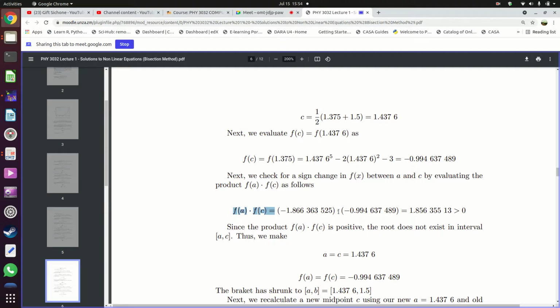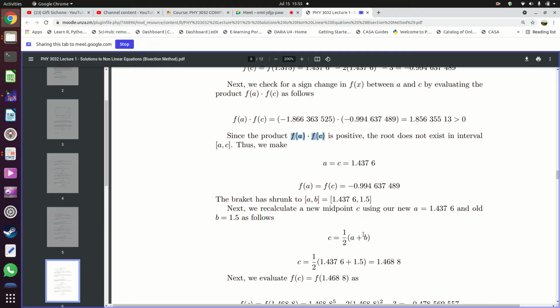So f of A times f of c is going to be minus 1.86636 times minus 0.99468. Basically you're multiplying a negative number times a negative number. If you multiply a negative number times a negative number, you get a positive number. This positive number is greater than 0. Since your product f of A times f of c is positive, it means that between A and C there is no root. Are we clear?